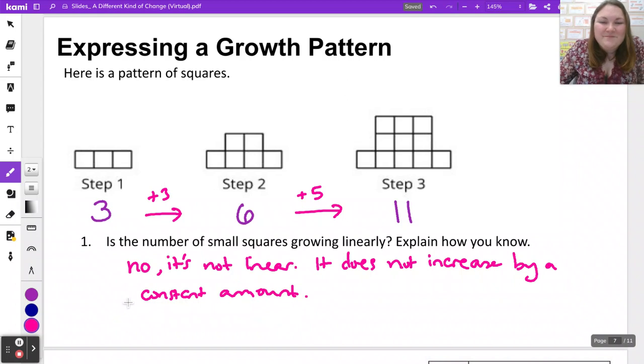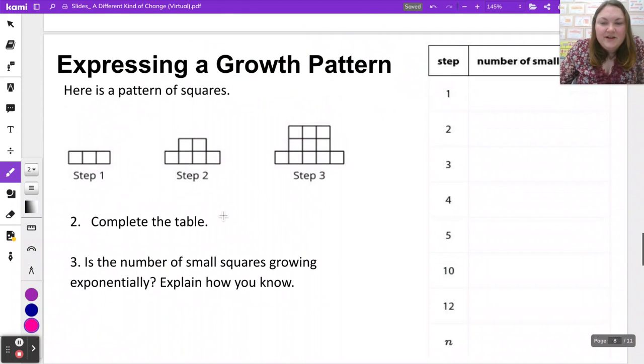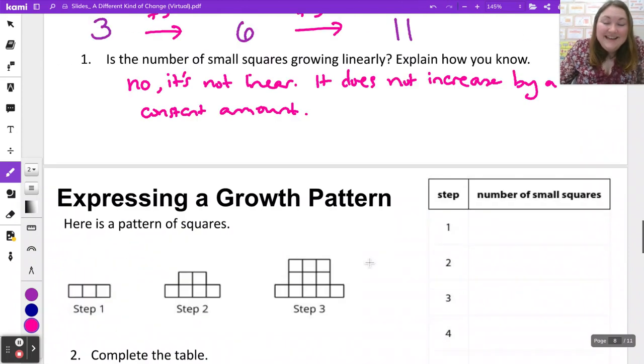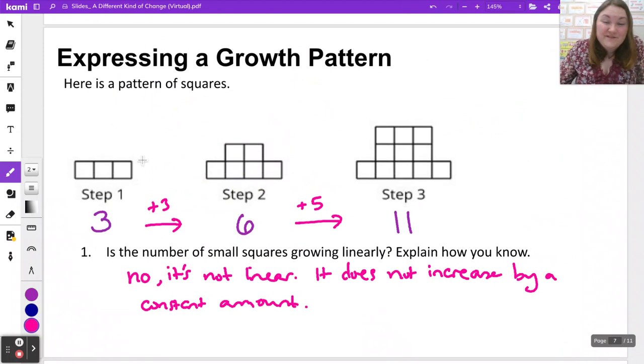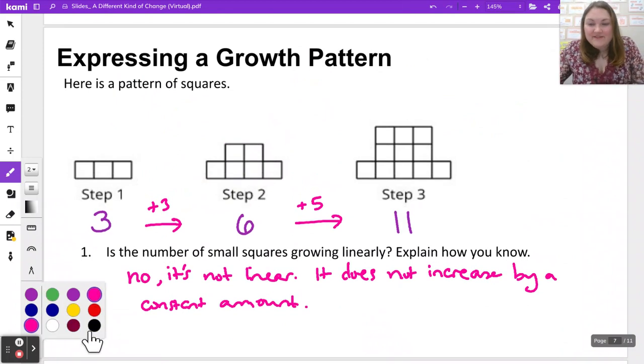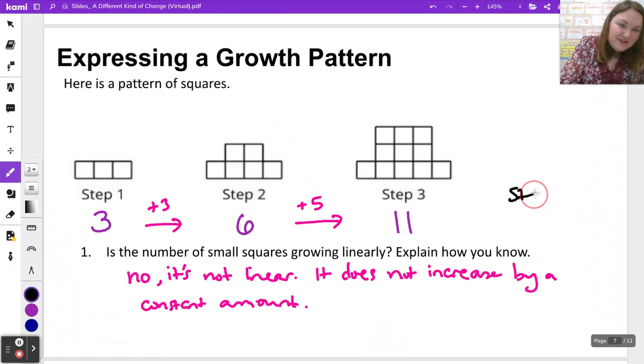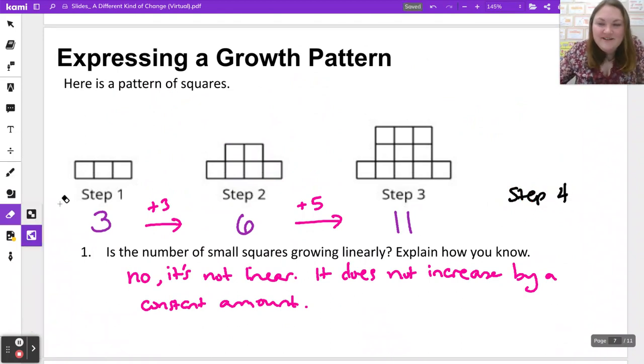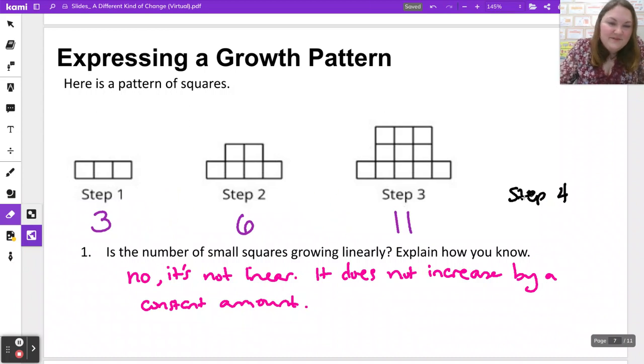So there must be a different pattern going on here. For the next one, we are going to be completing this table, but in order to complete the table, it helps to be able to first figure out what the pattern is. And so I'm going to have us actually draw a picture for step 4 before we get to that table here. Looking at this pattern, step 1, step 2, step 3, step 4, do you have any guess about what step 4's picture would look like?